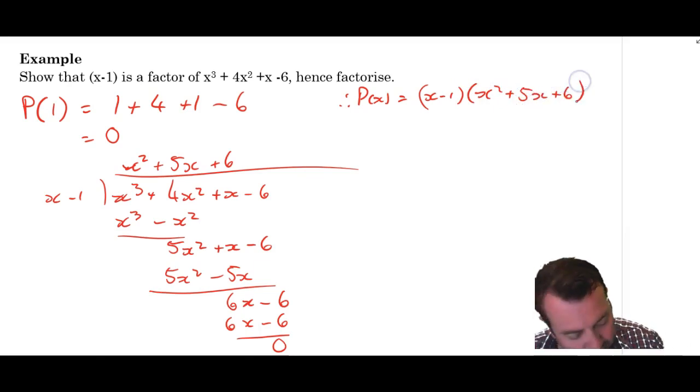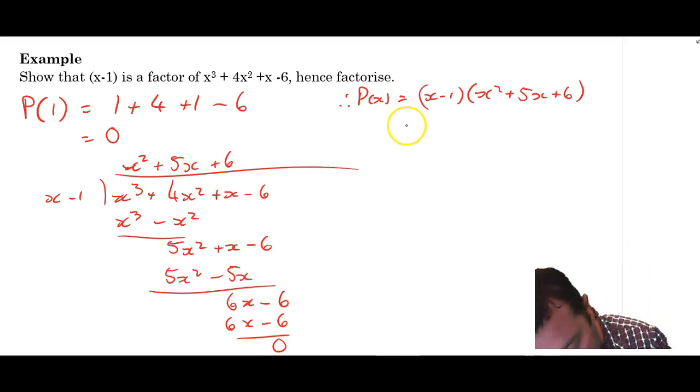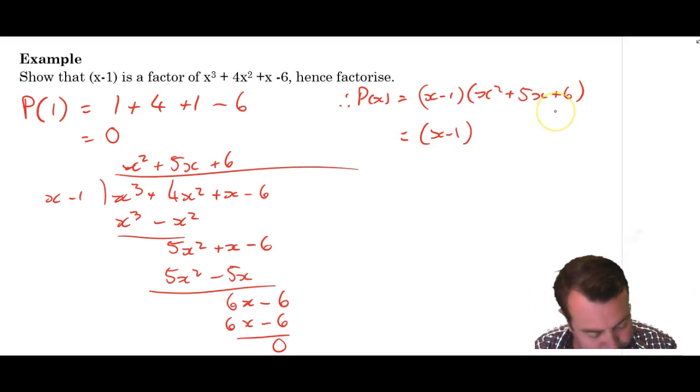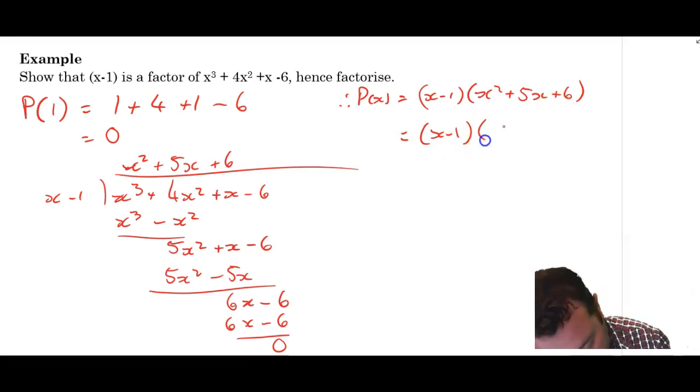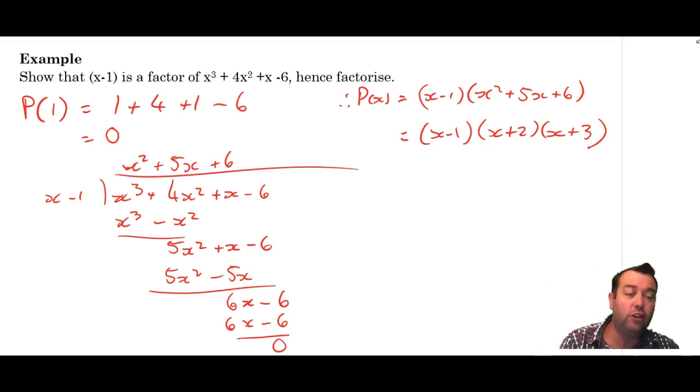And you know what? I can factorize this part without doing any of this long division or anything else, because it's a quadratic and we're pretty good at those. I get x minus 1. Now, factors of that, I'm pretty sure is x plus 2 and x plus 3. There we go. So we have factorized a cubic there by finding one of the factors using the factor theorem, then using long division, and then factorizing what was left.